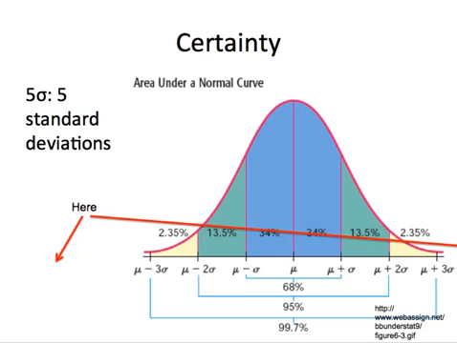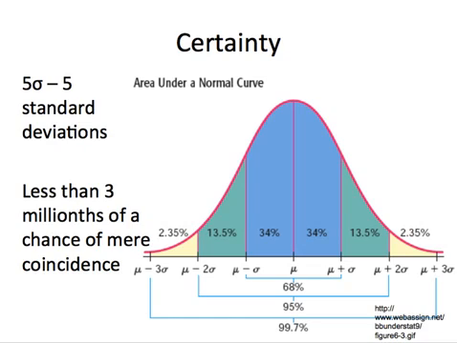What they're saying is that these results are so precise, they're so good, that there is less than 3 millionths of a chance that this data was mere coincidence. It matches the theory so well that it's within this 5 sigma. And if something is within 5 sigma, less than 3 millionths of a chance of mere coincidence, that is the gold standard for announcing some type of discovery.